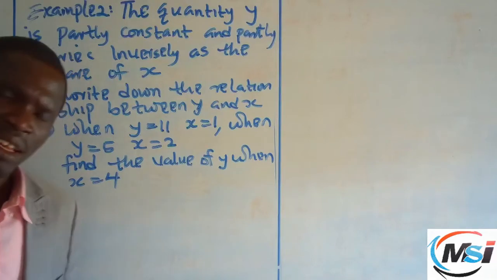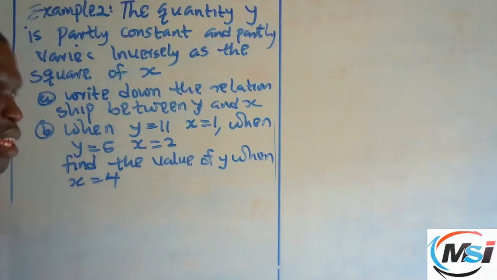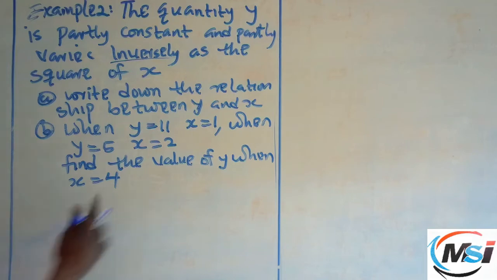Okay class, let's take a look at this question and let's solve it together. The question is, the quantity y is partly constant and partly varies inversely. Underline this, inversely, as the square of x. The question now is, write down the relationship between y and x. When y is 11, x is 1. When y is 5, x is 2. And find the value of y when x is 4. So let's solve this together and see how it will be.